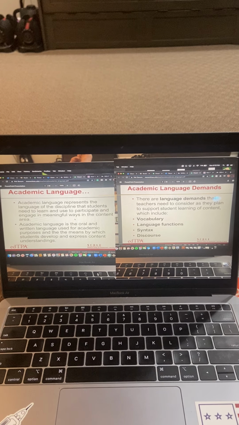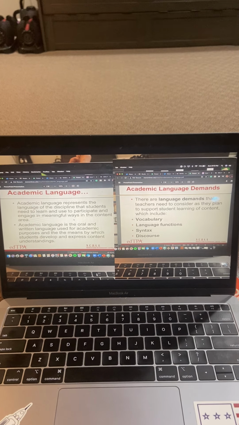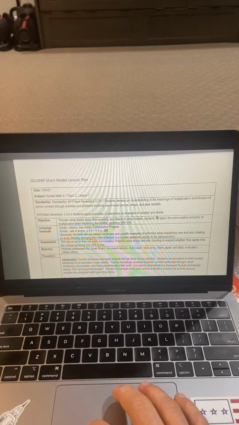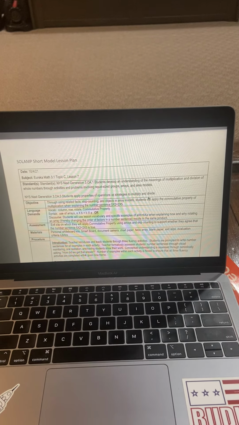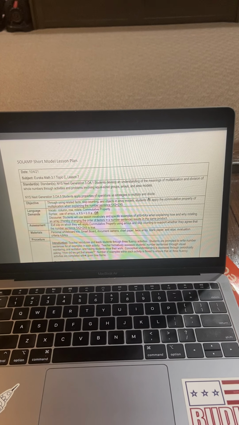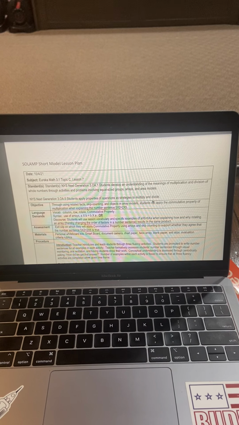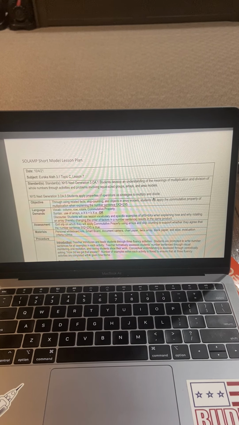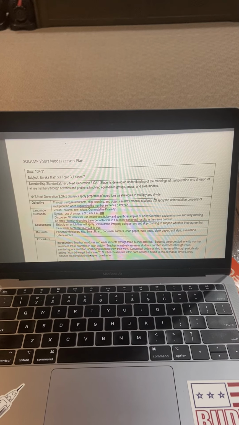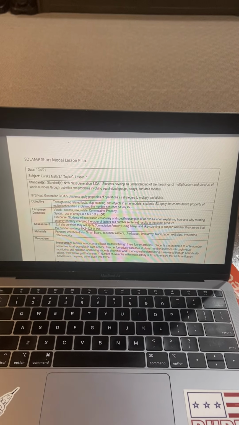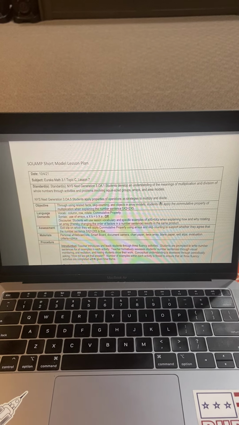And lastly, I used Mrs. Politza's short model lesson plan. I used this because at the end of the day, I finished up my lesson plans, and this was extremely helpful because I was able to compare them and make sure that I was on the best kind of road and pretty similar to what Mrs. Politza did. So yeah, there you have it.